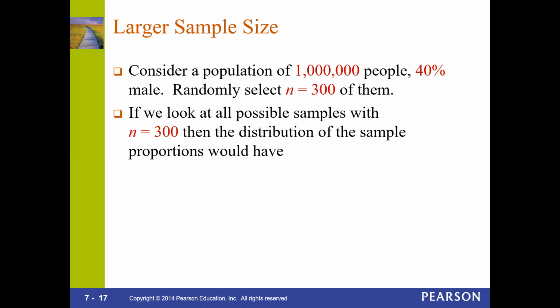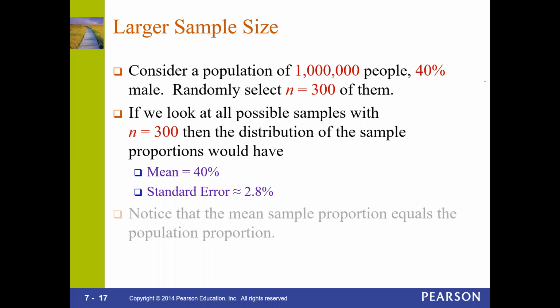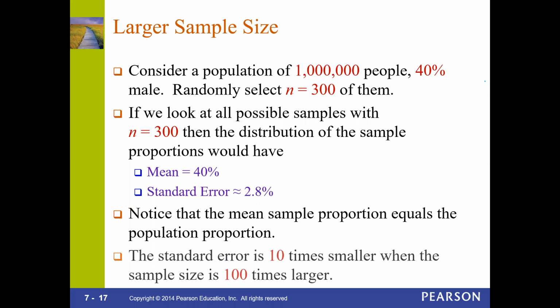Okay, so this is what happened. Here, the mean is 40%. If the mean is 40%, the standard deviation can be 2.8%. That's an example, I'm giving you an idea. That's a standard error. Notice that the mean sample proportion equals the population proportion. The standard error is 10 times smaller when the sample size is 100 times larger. So that's an extra thing that you want to understand.